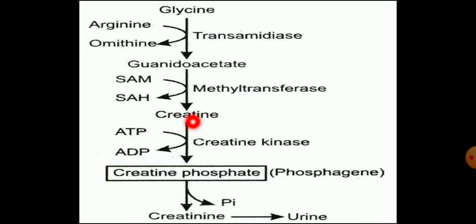Now, the first reaction takes place in the kidney, and the second reaction takes place in the liver. Then creatine is acted upon by ATP in the presence of the enzyme creatine kinase, which takes place in the muscle, to form creatine phosphate, also known as phosphagen. Finally it is hydrolyzed and cyclized to form creatinine, and it is excreted through urine.